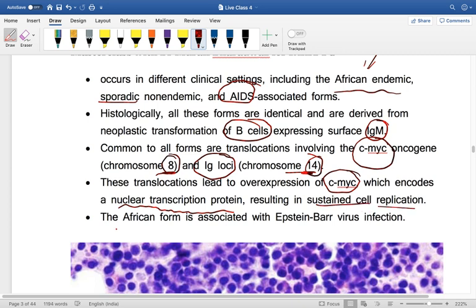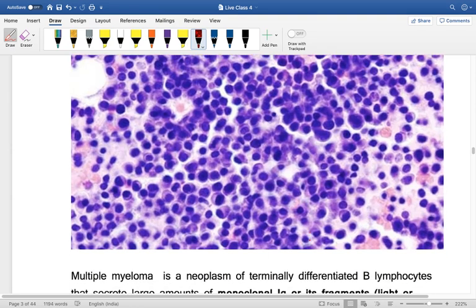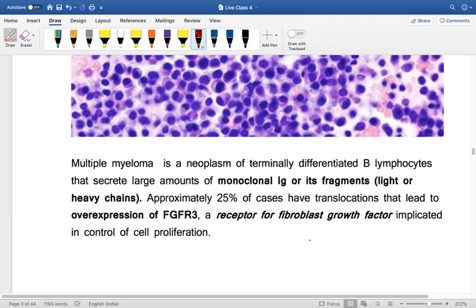And do not forget the African form, it is associated with Epstein-Barr virus infection. So this is the story of Burkitt lymphoma. So please don't forget the starry sky appearance.